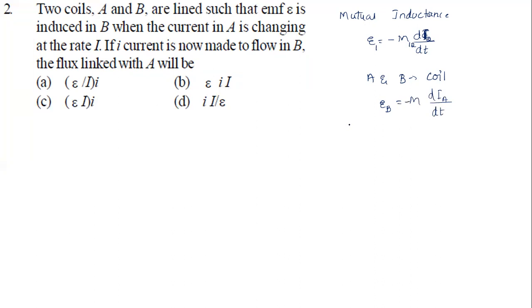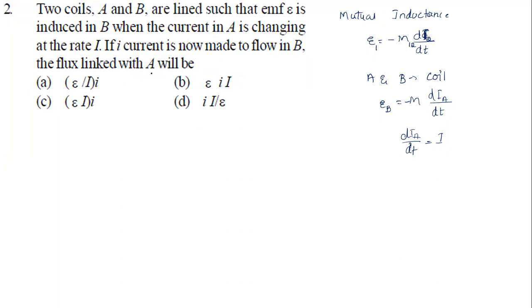If there is a negative sign, we can neglect it for convenience. The current is changing at the rate of I, which means dI_A by dt is equal to I, capital I. Now if a current I is made to flow in B, initially the current was flowing in A, now it is flowing in B.